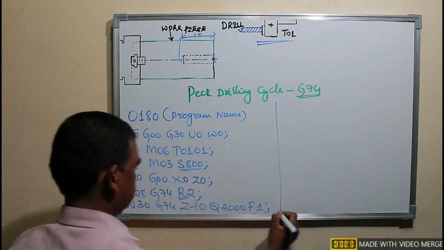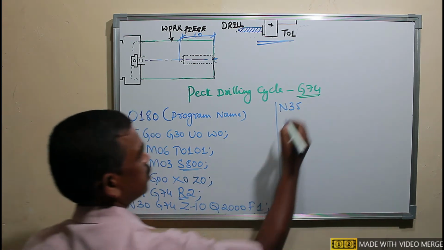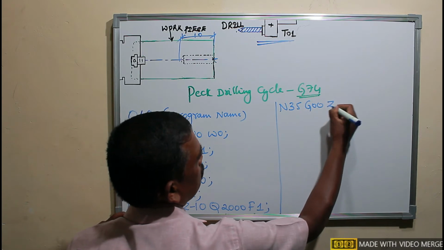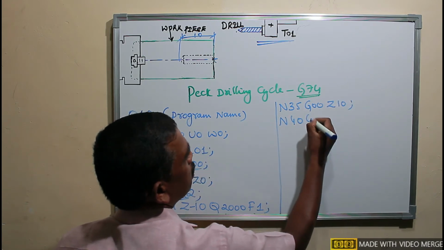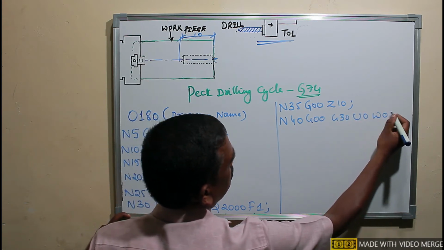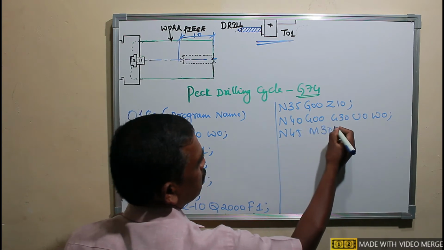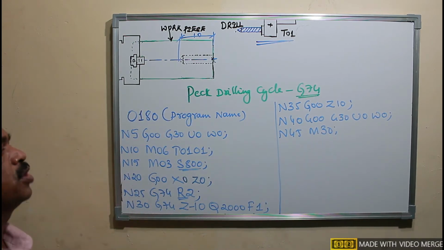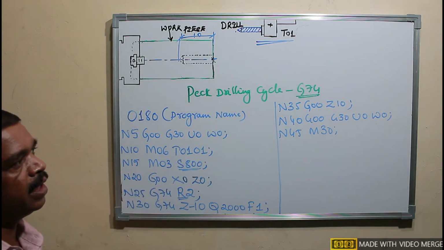And then N35 G00 Z10 mm and N40 G00 G30 U0 W0 end of block. N45 M30. So this is the program for the drilling operation by using this peck drilling cycle.